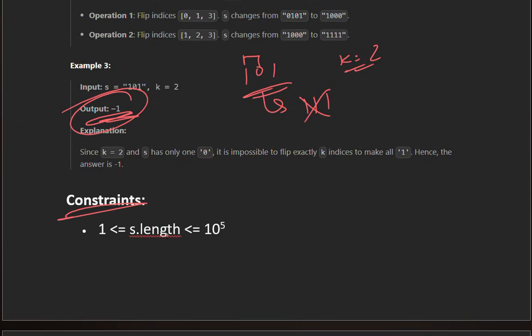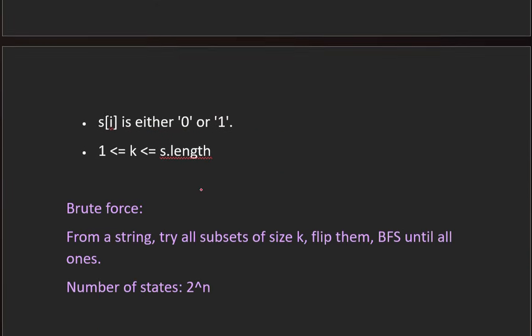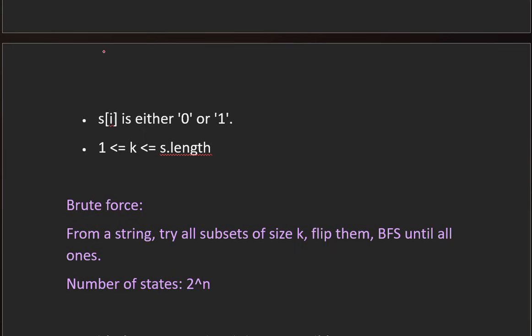So if you'll see the constraints, the string length can be up to 10^5 and k can be also up to 10^5, right? S is also up to 10^5 and k is also up to 10^5.